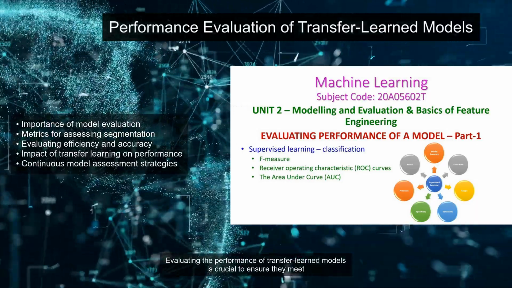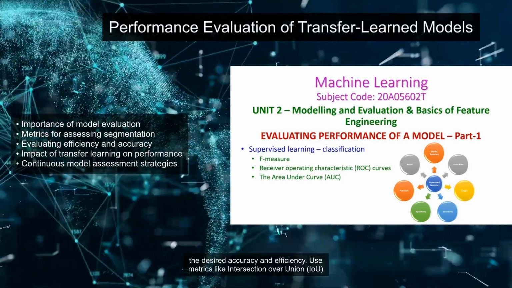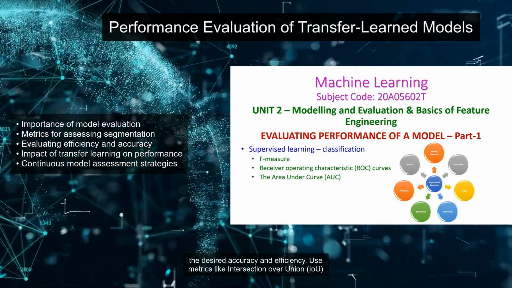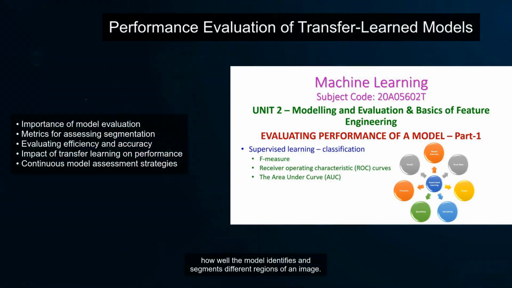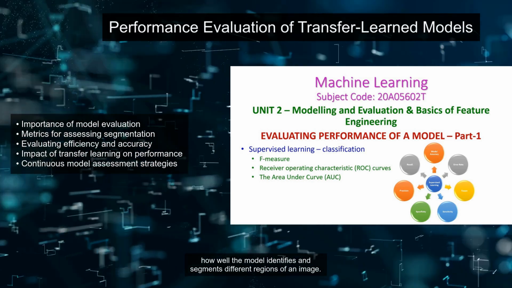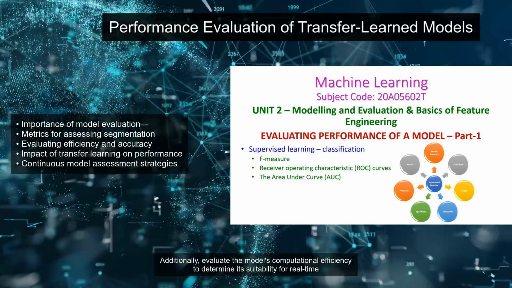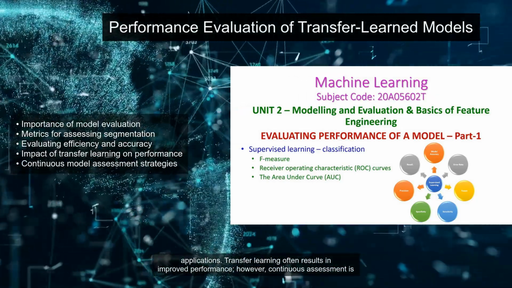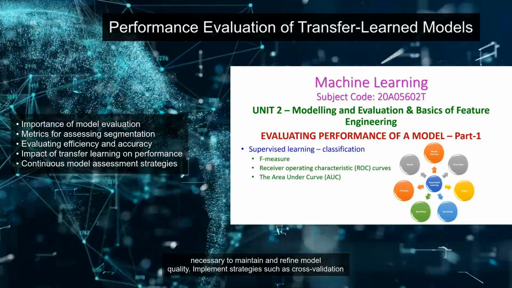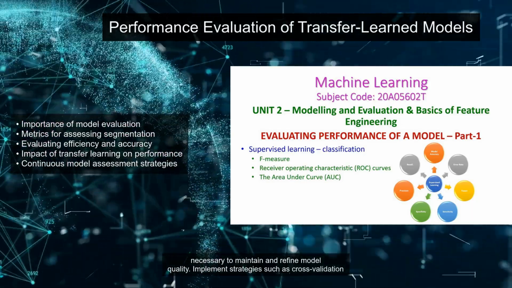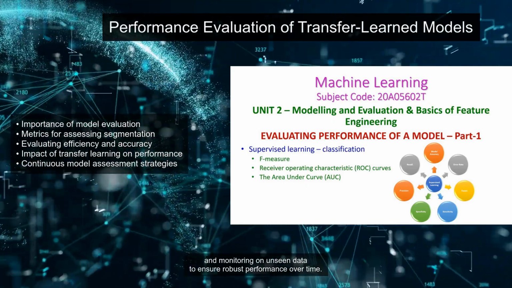Evaluating the performance of transfer-learned models is crucial to ensure they meet the desired accuracy and efficiency. Use metrics like intersection over union, IOU, and pixel accuracy to assess segmentation quality. These metrics provide insight into how well the model identifies and segments different regions of an image. Additionally, evaluate the model's computational efficiency to determine its suitability for real-time applications. Transfer learning often results in improved performance, however, continuous assessment is necessary to maintain and refine model quality. Implement strategies such as cross-validation and monitoring on unseen data to ensure robust performance over time.